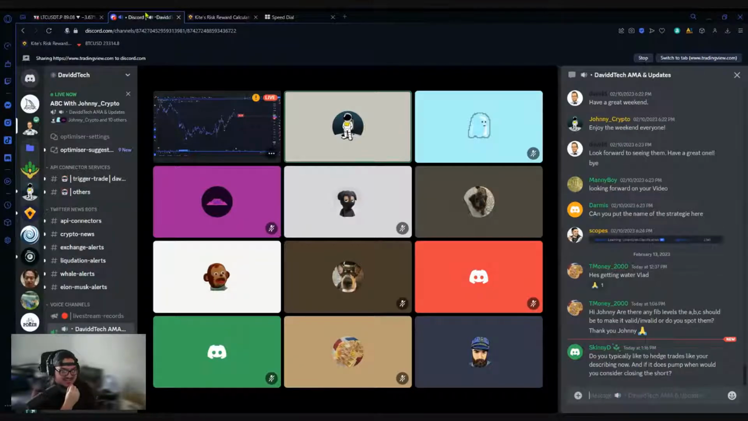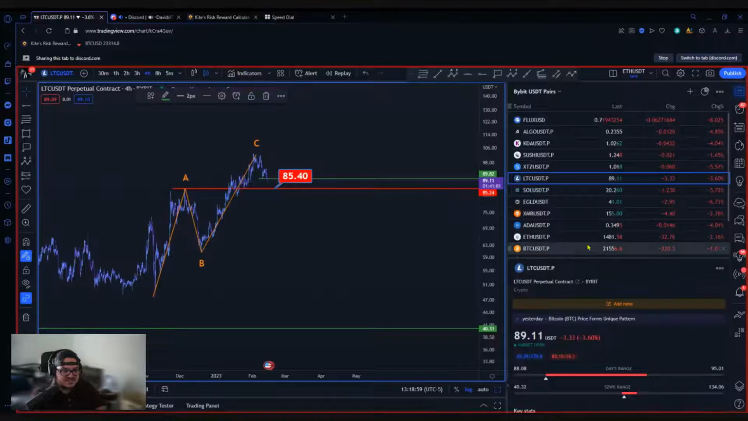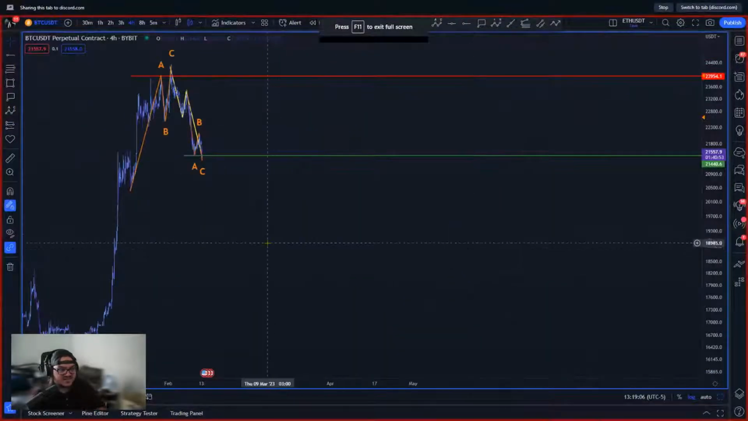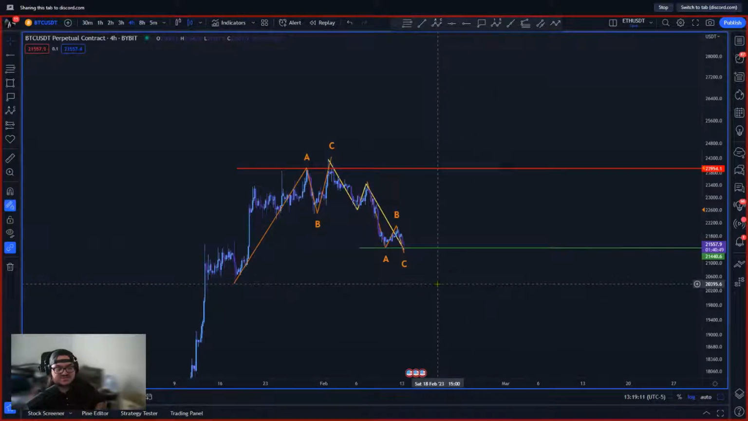Do you typically like to hedge trade like you're describing now? And if it does pump, when will you consider closing the short? Great question. When it comes to hedge trading, the main purpose of our hedge positions is to put ourselves in the best situation possible to ride out both scenarios. When we decide to do this, I don't take profit on either side until we have a continuation setup.